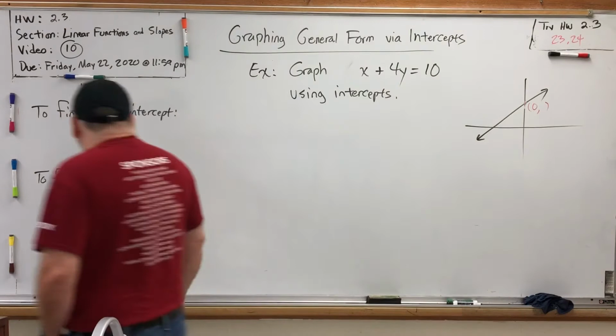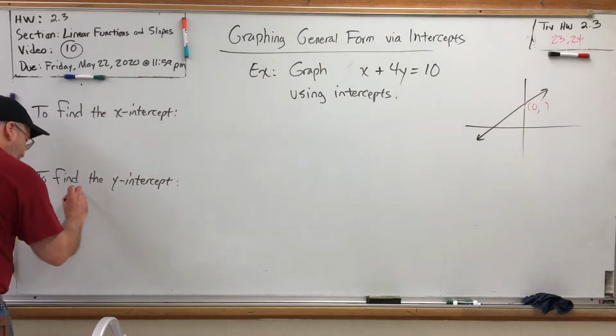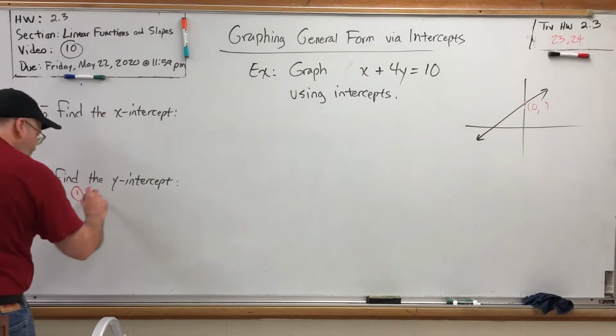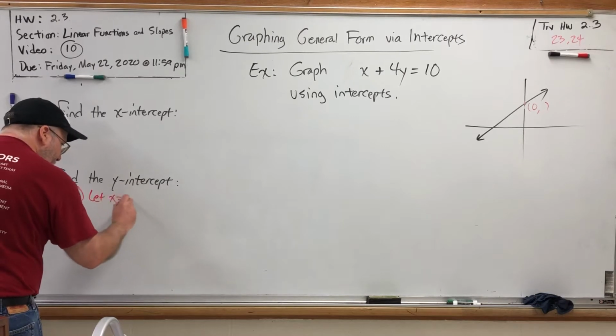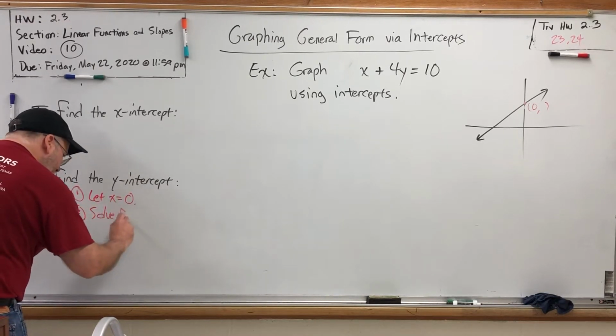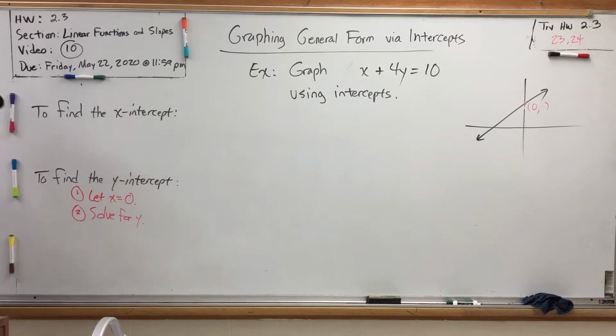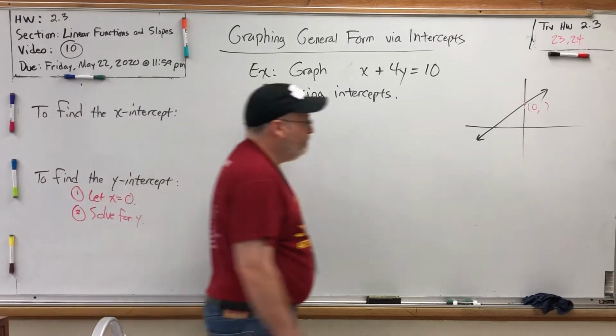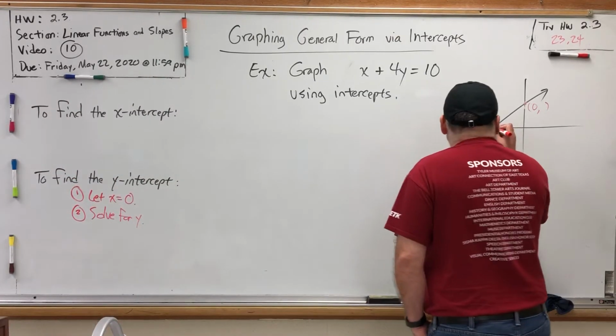So the generic way to find the y-intercept, it's a 2-move process. Let x equal 0, solve for y. Well, that's not that bad. Guess how we find the x-intercept? Same way, but the opposite.